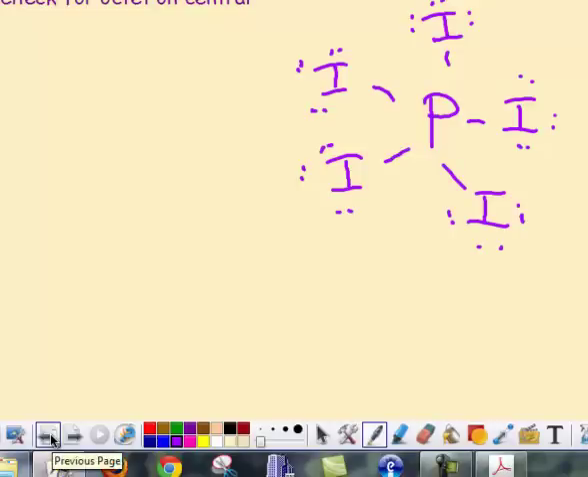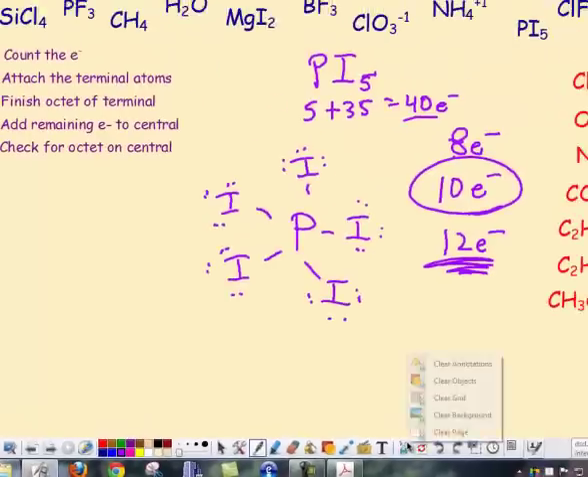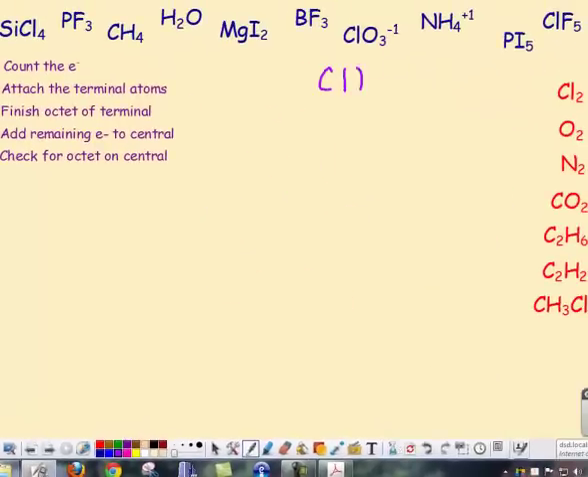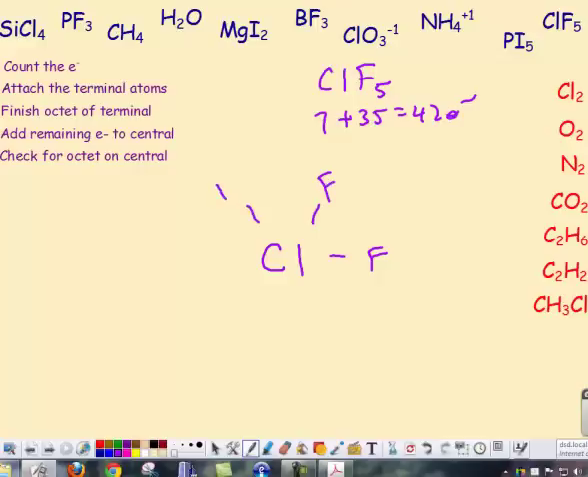So let me do the last one up there in the corner, ClF5, and then we'll call it a day. ClF5, 7 plus 35 is 42 electrons. I have 42 electrons. That's a lot. Chlorine, nice ugly chlorine there. Let me fix that. Chlorine bonded to 5 fluorines. Remember, don't get stuck on north, south, east, west. Finish the octet of the fluorine, so I'm not going to write them in this time. I'm just going to know I got 8, 8, 8, 8, and 8. So 8 times 5 is 40.